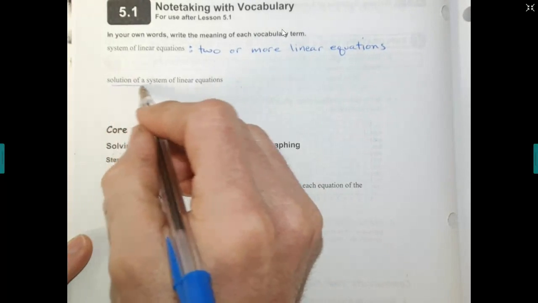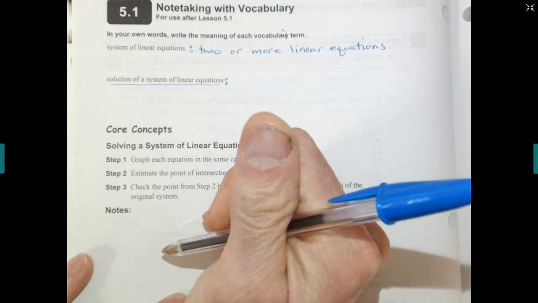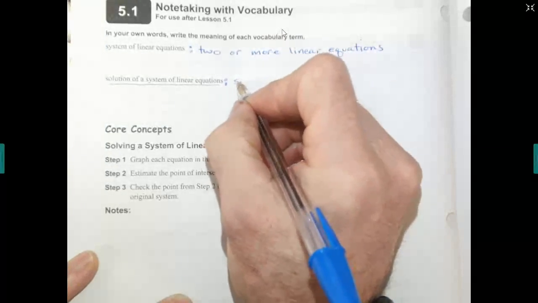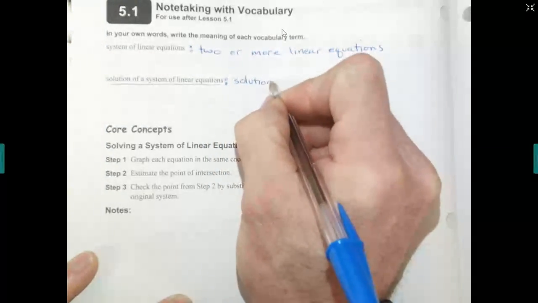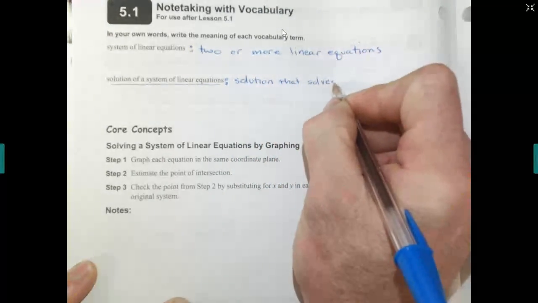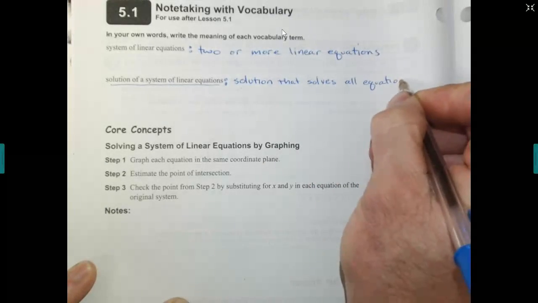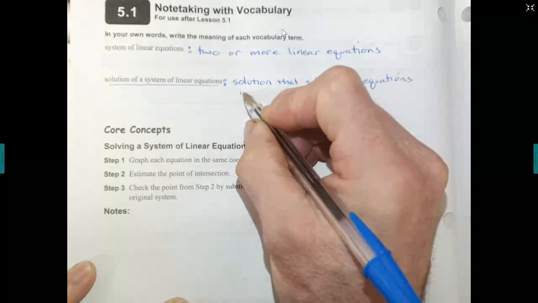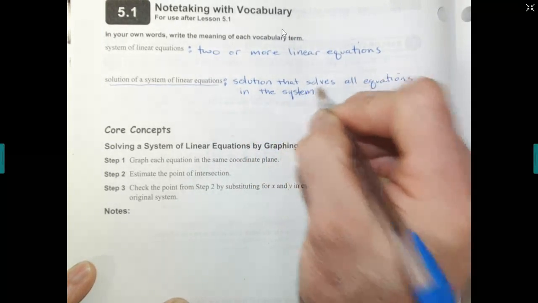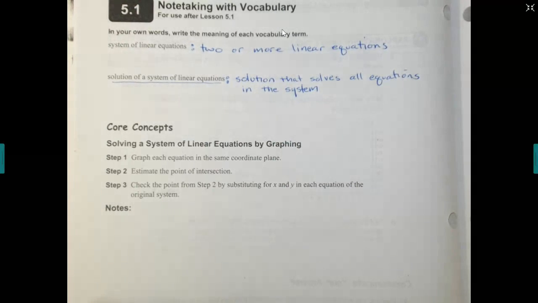How about a solution of a system of linear equations? A solution of a system. It's a solution that solves all equations in a system. This is a solution that solves all equations in the system. Solves all the equations.